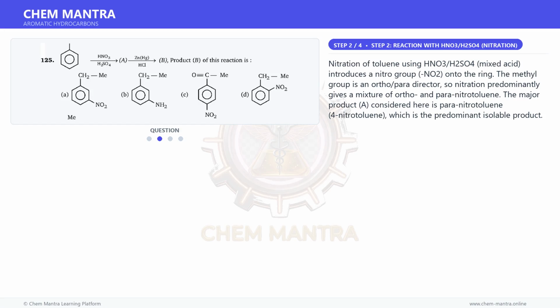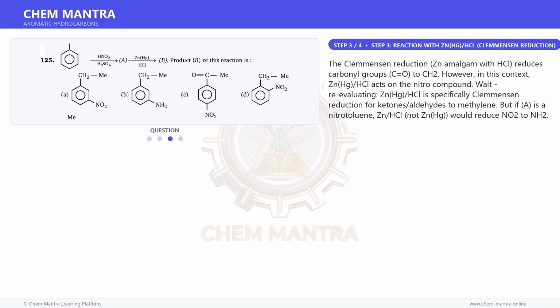Moving on to the next step. Nitration of toluene using HNO3/H2SO4 mixed acid introduces a nitro group, NO2, onto the ring. The methyl group is an ortho-para director, so nitration predominantly gives a mixture of ortho and para-nitrotoluene. The major product, A, considered here is para-nitrotoluene, 4-nitrotoluene, which is the predominant isolable product.